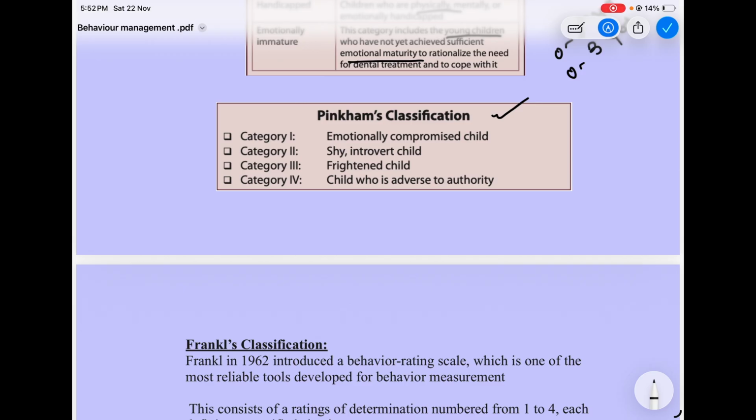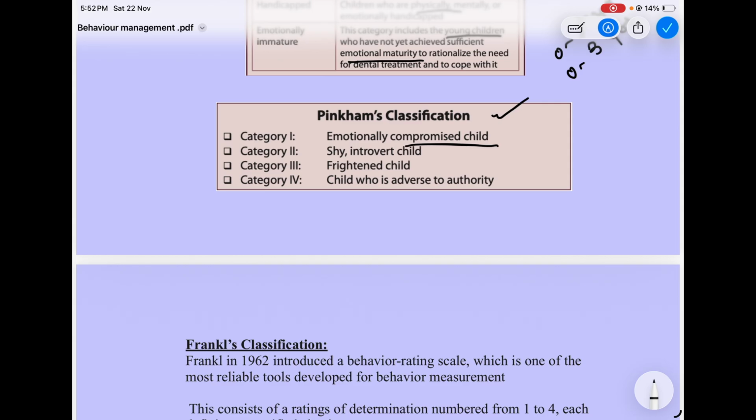So, the first category is emotionally compromised child. So, this category includes children whose negative behavior stems from fear and anxiety, making them timid or shy. Means they may enter the operatory cautiously, avoid eye contact, speak softly, or be very reluctant to open their mouth. And we have to build the trust and rapport first with the different techniques to overcome their fear.